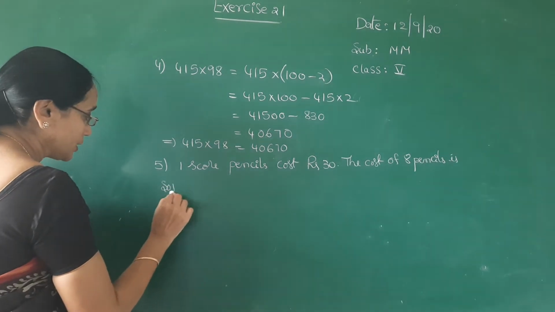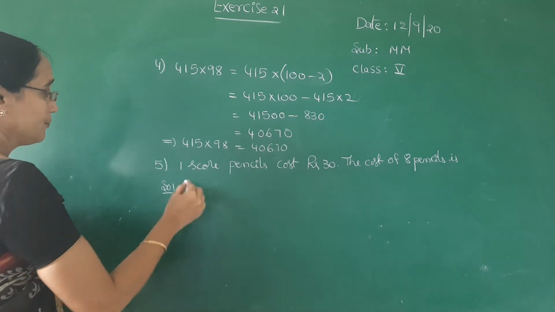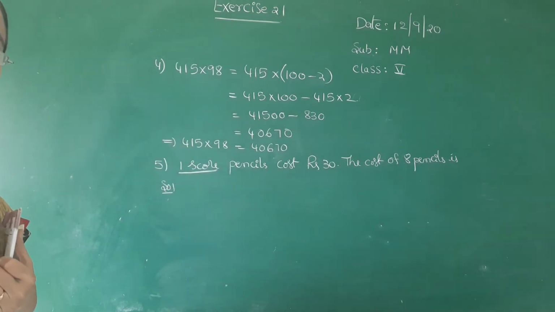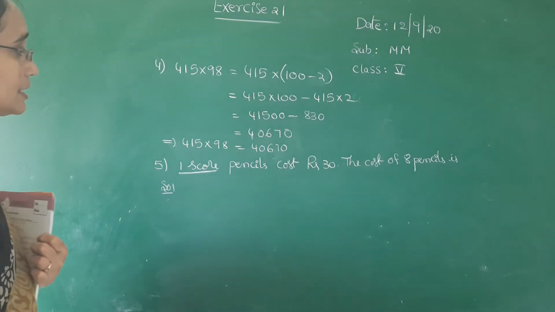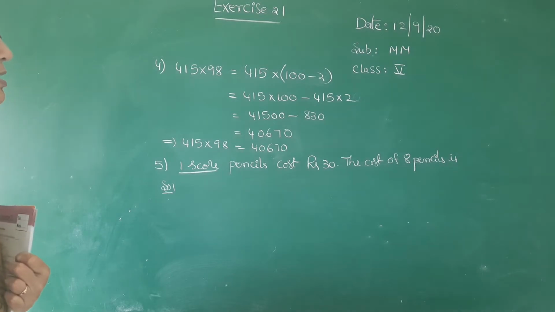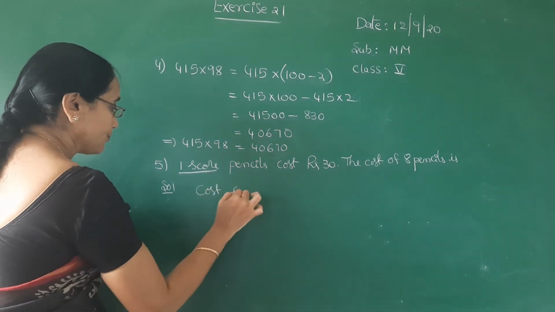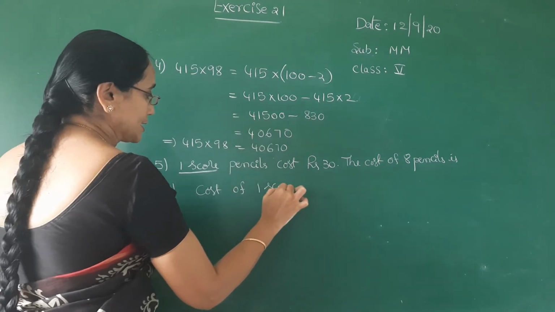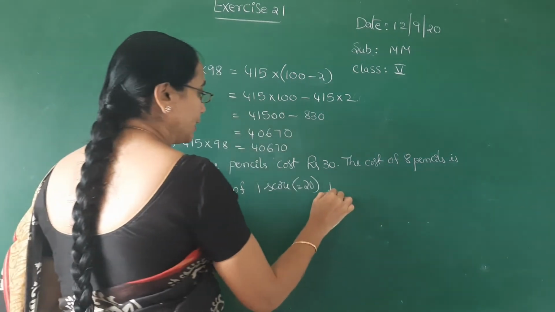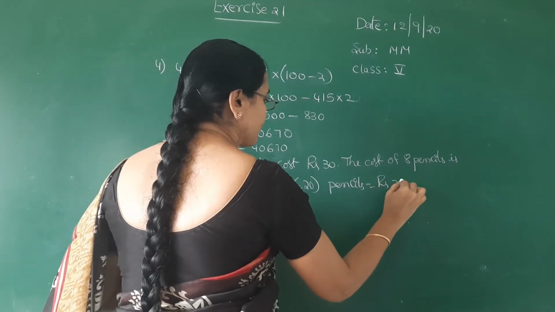Already you know one score is 20. That means 20 pencils cost they have given here. For one score, 20 units, that is 20 objects, that is 20 pencils. 20 pencils cost is 30 rupees, and they are asking to find 8 pencils cost. So write down cost of one score pencils, in bracket you write is equal to 20. One score pencils is equal to rupees 30.